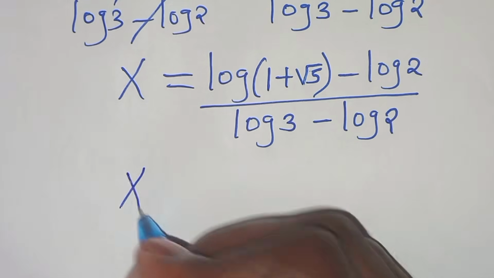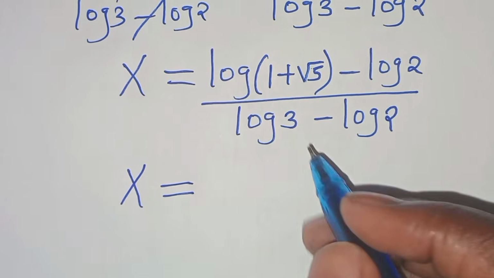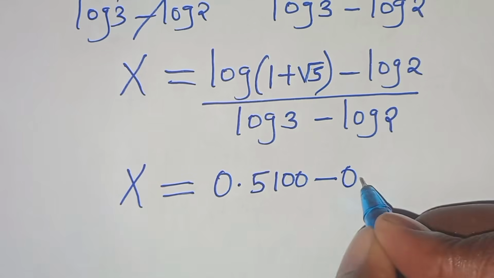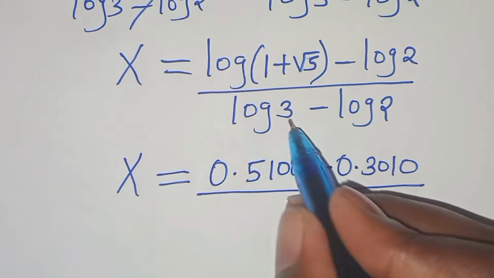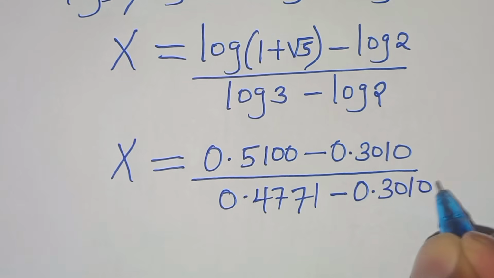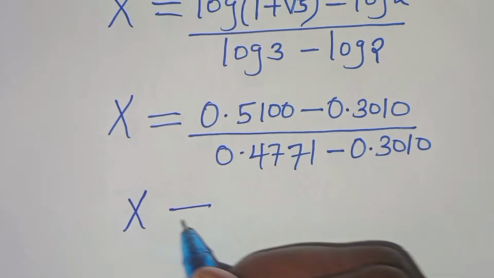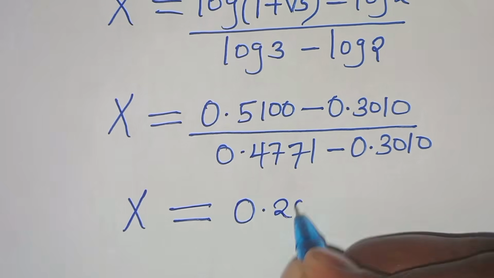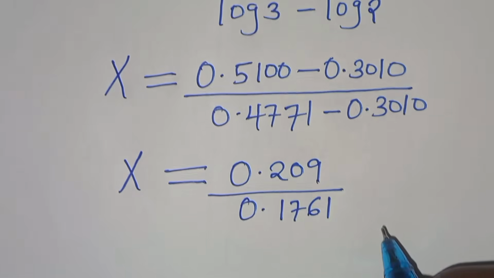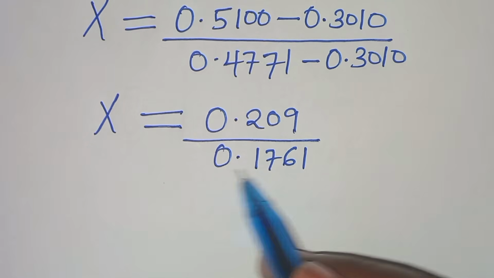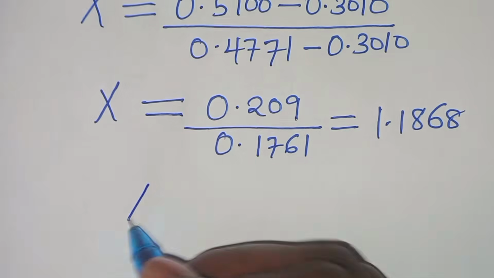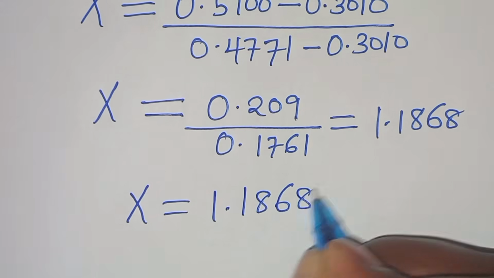Now we have that x is equal to log of 1 plus square root of 5. This is the same thing as 0.5100 minus log 2. Log 2 is 0.3010, divided by log 3. Log 3 is 0.4771 minus 0.3010. Now, if we subtract this, then we have 0.209 divided by 0.1761. 0.209 divided by 0.1761 is equal to 1.1868. So the value of x is equal to 1.1868. So this is the value of x.